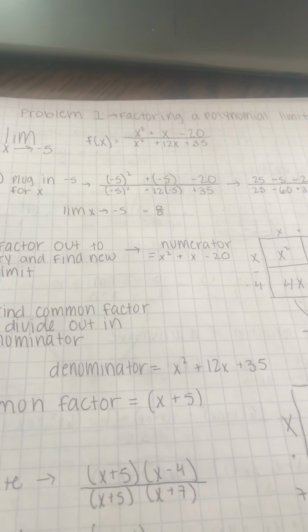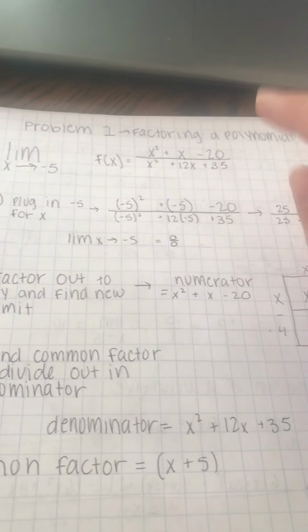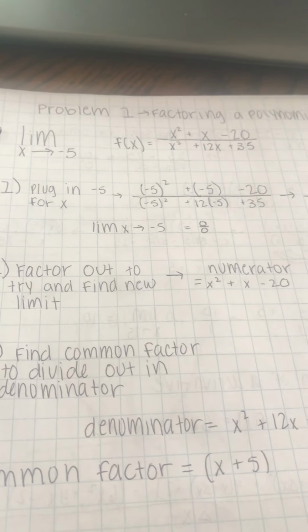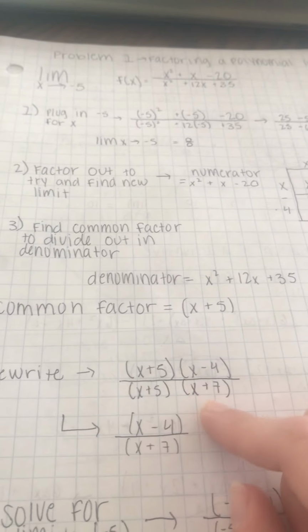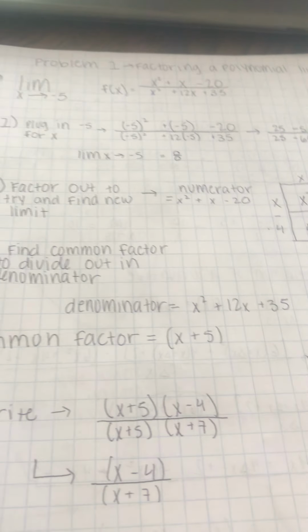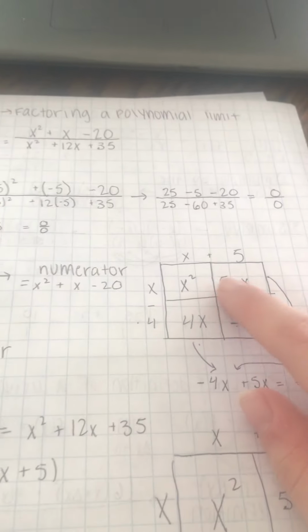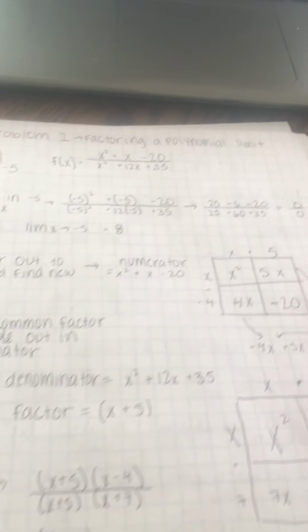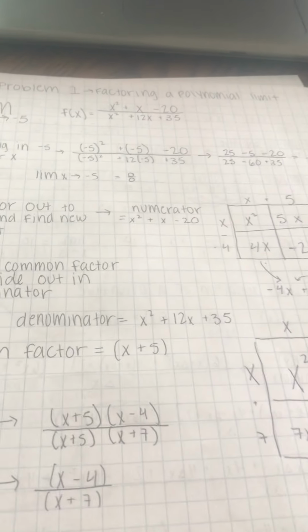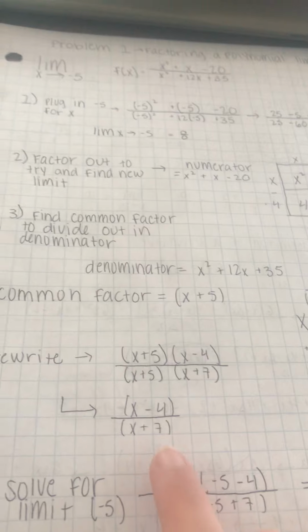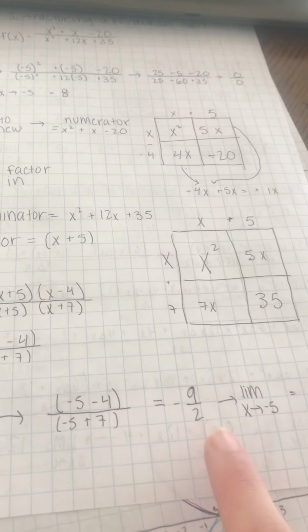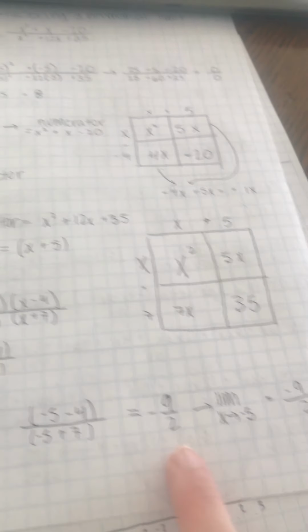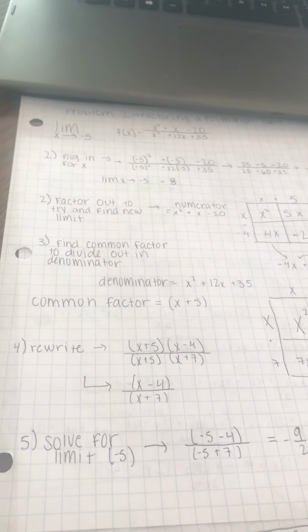What I knew was something had to divide out from the numerator and the denominator for it to be different. I couldn't just have the same equation. Something had to divide out. I couldn't just keep it as is. Otherwise, it was just going to solve out the same. So I decided that I was going to divide out x plus 5 just because it worked for both the numerator and the denominator. So I was able to divide it out and have a different problem. So that way when I plugged in -5, I was able to actually get a real numerical answer, which was -9 over 2.